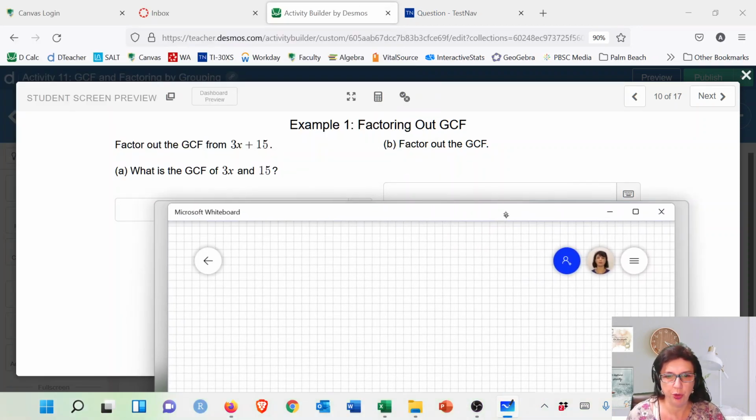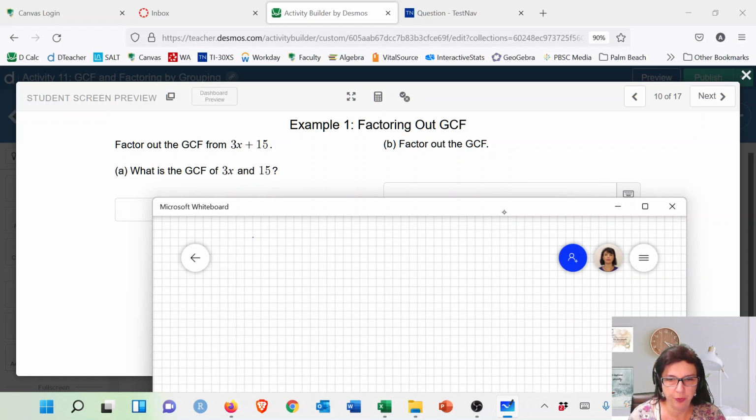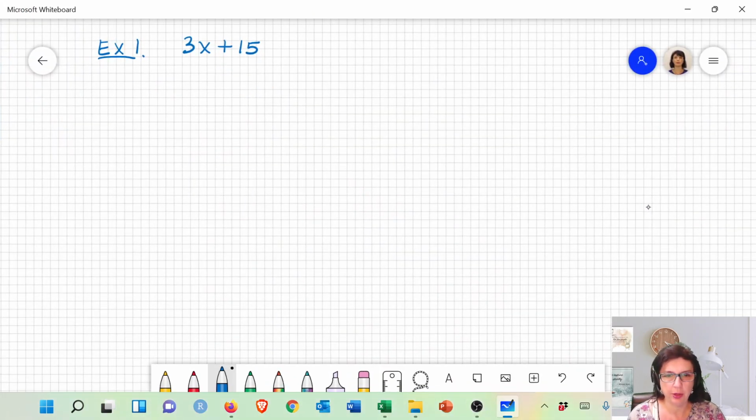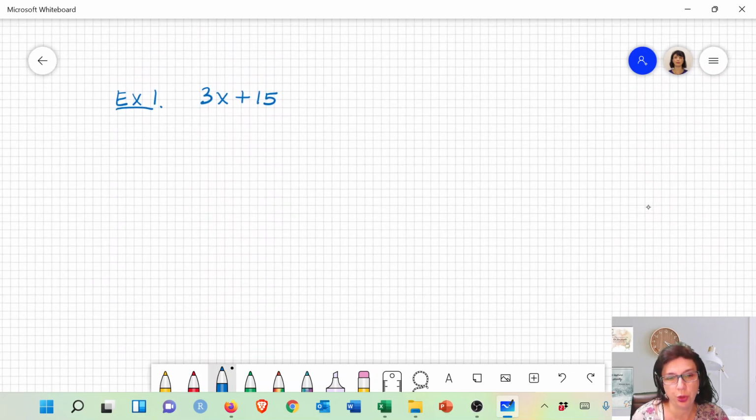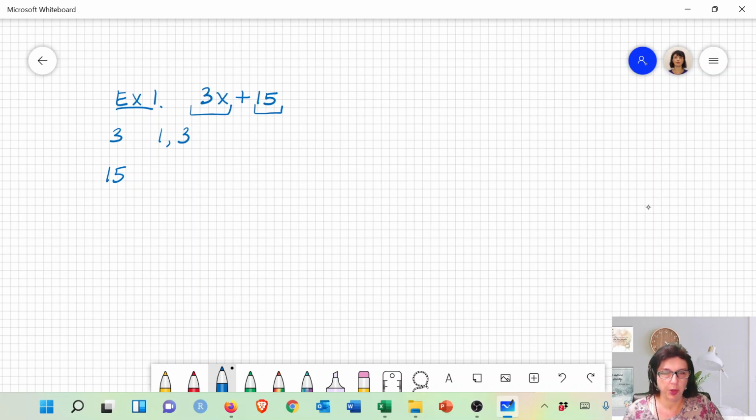So I want to show you how you can factor out the GCF from example number 1 here in the activity, which is 3x plus 15. Okay, so the first thing you have to do is find the GCF of the two terms. So what are the terms? Well, you've got the 3x and you've got 15. So first we deal with the numbers. So I have a 3 and I have 15. What factors do they share? Well, 3 just has 1 and 3. It's a prime number, no other factors. 15 has more factors, but the largest one they share would be 3, right?